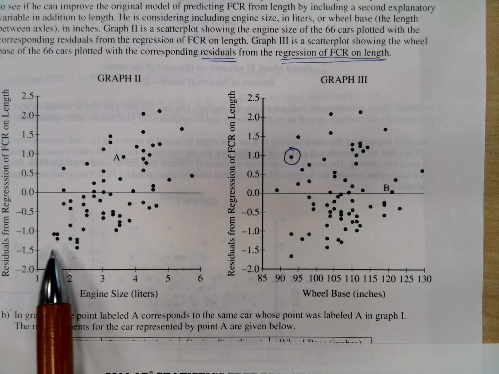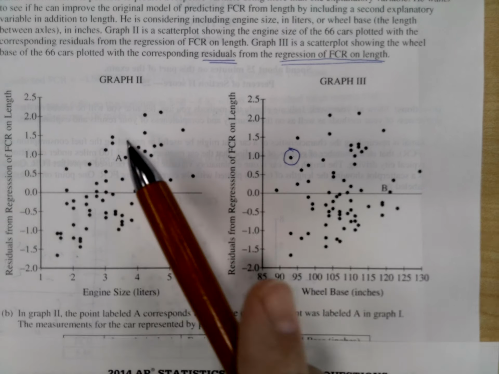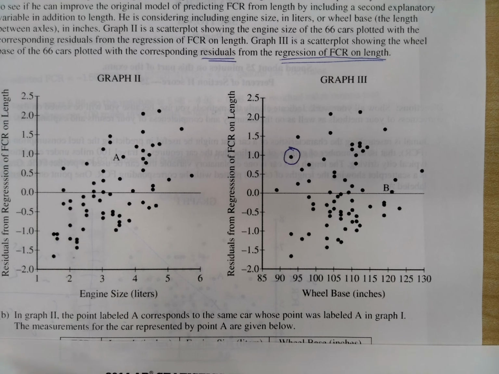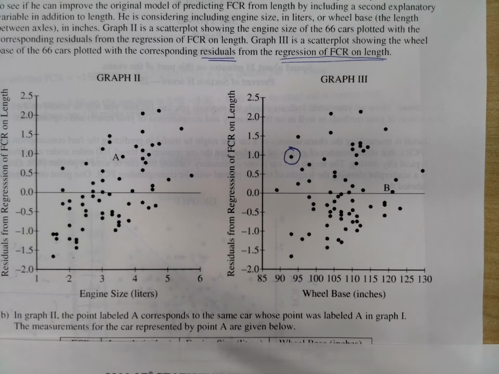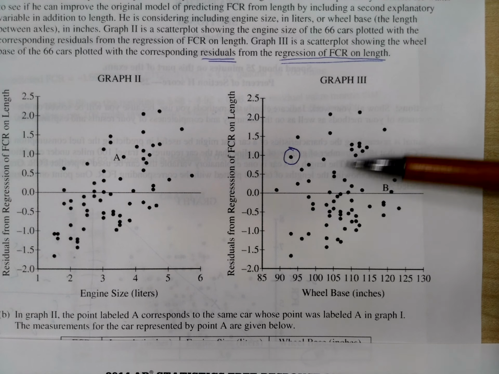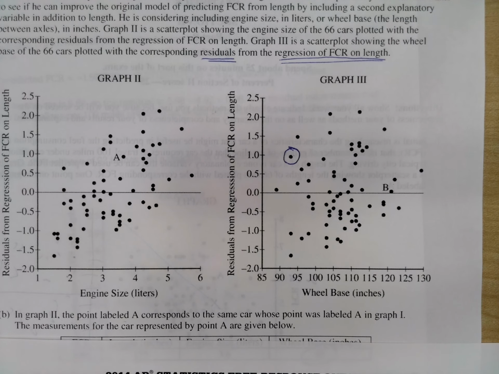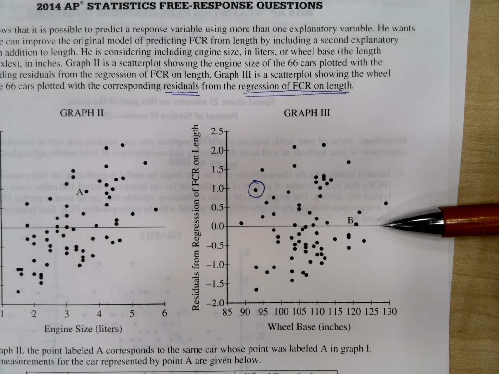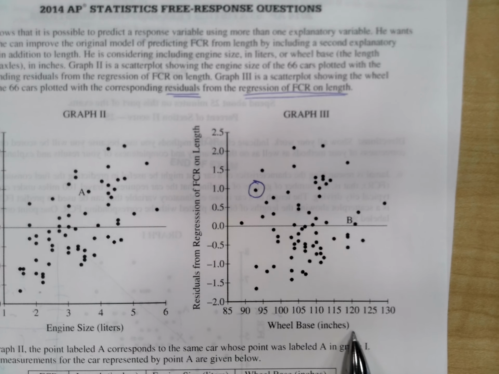Right away, I noticed that this one does seem to have a pattern, which means that we were able to reduce the variability a little bit more by putting engine size on it. Here, my residuals are still just scattered like they would have been in the beginning. Remember that on the front, the residuals from the original graph would have been nice and evenly spread out. This graph looks almost exactly the same. Nothing changed by putting wheelbase on it.